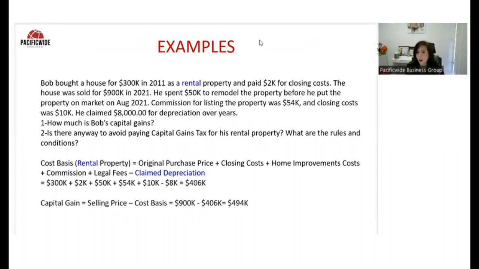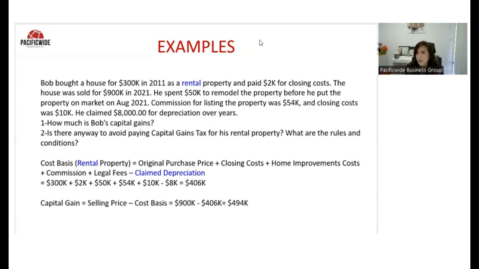In this case, Bob bought a house for 300,000 in 2021 as a rental property and paid $2,000 for closing costs. The house was sold for 900,000 in 2021. He spent 50,000 to remodel the property before he put it on the market in August 2021. Commissions for listing the property were 55,000 and 54,000, and closing costs were 10,000, and he claimed 8,000 for depreciation over the years. So how much is Bob's capital gains?